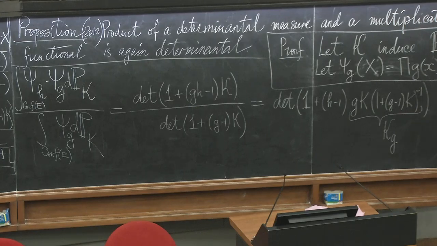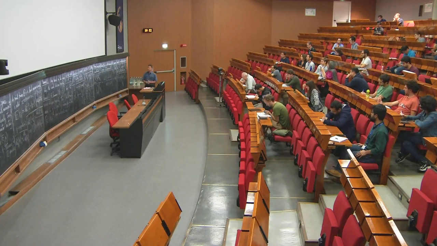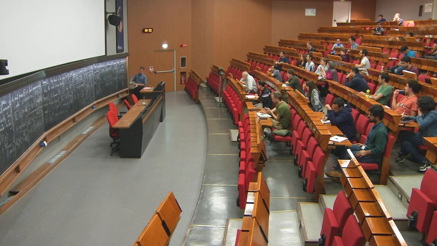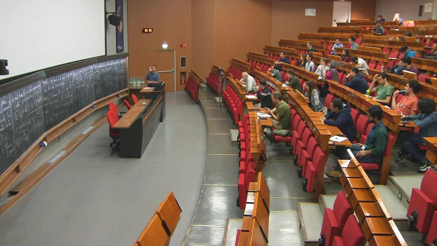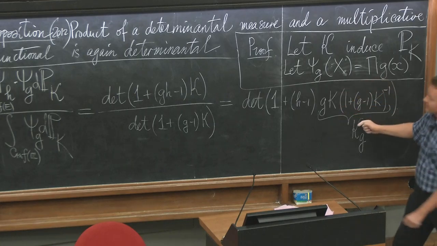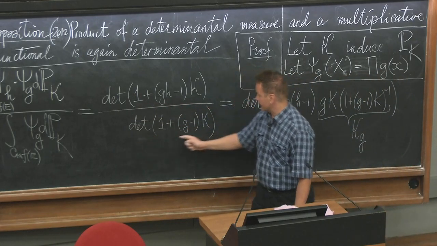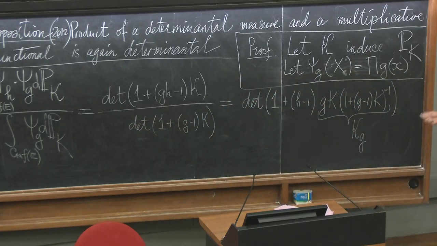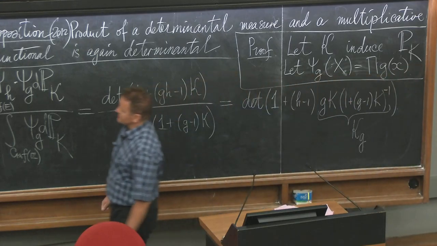This is just an identity with determinants. Some effort is needed to justify this multiplicativity property for this regularized determinant, but it can be done. And so this is the end of the proof. Let me point out that this operator, of course, is invertible, because otherwise this determinant would have to be zero. So I have the right of inverting this operator. And so the proposition is proved.